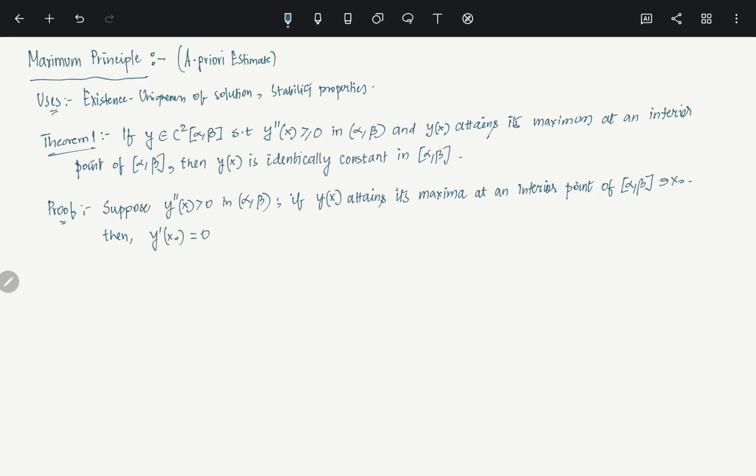Clear? Okay, and what can you say about y double prime at the point x naught? It is less than or equal to 0. That's just the second derivative test, you know, right? If it is a maxima at an interior point, it has to be a critical point. So y prime x naught is 0 and y double prime x naught has to be less than or equal to 0. Now see this, basically you have a point x naught where it is less than or equal to 0, but we have assumed that y double prime x is positive. So that is a contradiction.